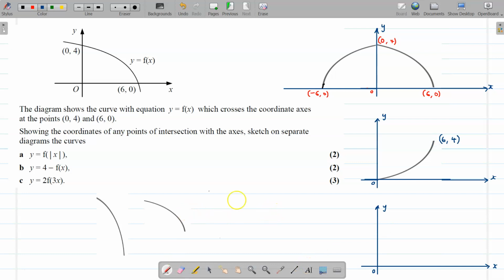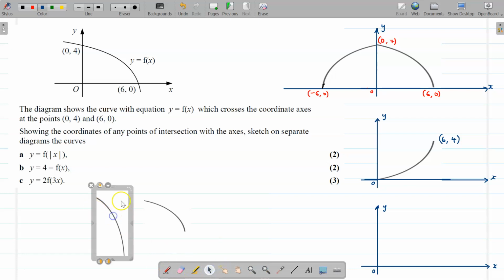Right, now the third question, C, is about a transformation of a function. Now, two things have happened here. The 3x would cause the function to compress by a factor of 3 towards the y-axis. So the point 6, 0 would become 2, 0. And the 2 would stretch it vertically by a factor of 2, so that 0, 4 would become 0, 8. So essentially, this won't be to scale, but it doesn't need to be on a sketch.